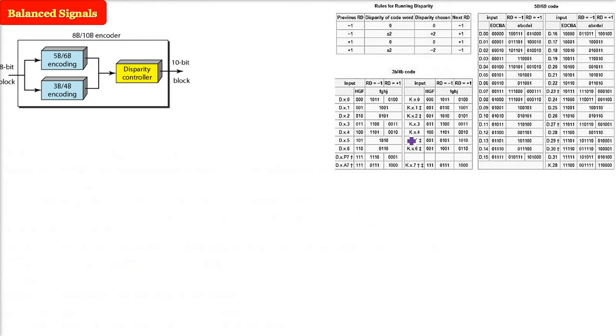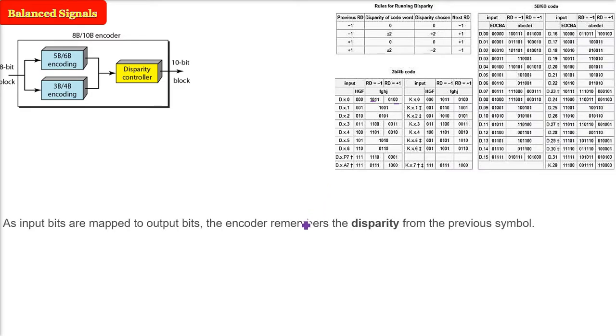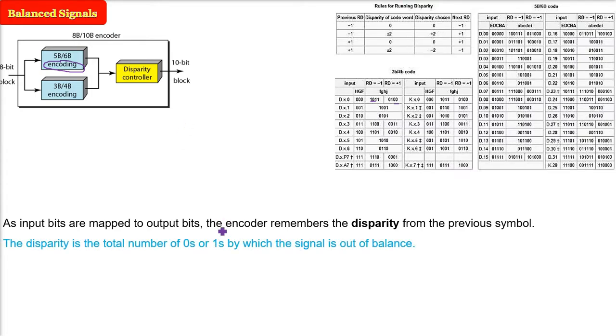So which one will be used? Your question will be whether 1011 will be used or 0100 will be used. This will be assigned. How? Because as the input bits are mapped to the output bits, the encoder will recall the disparity from the previous symbol. Now you will ask the question, what is disparity?